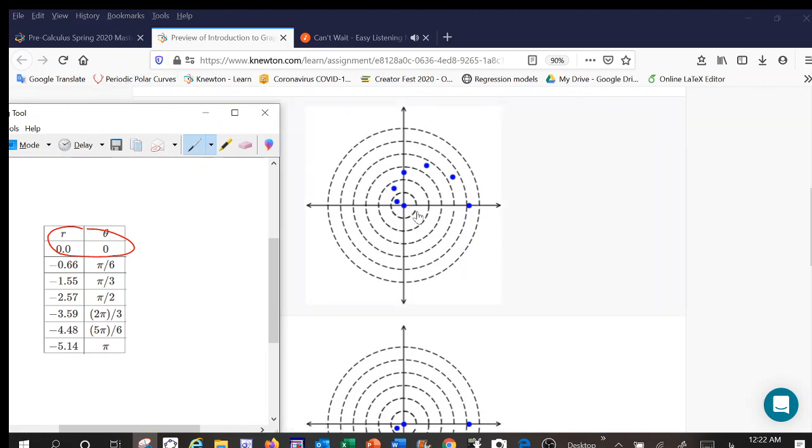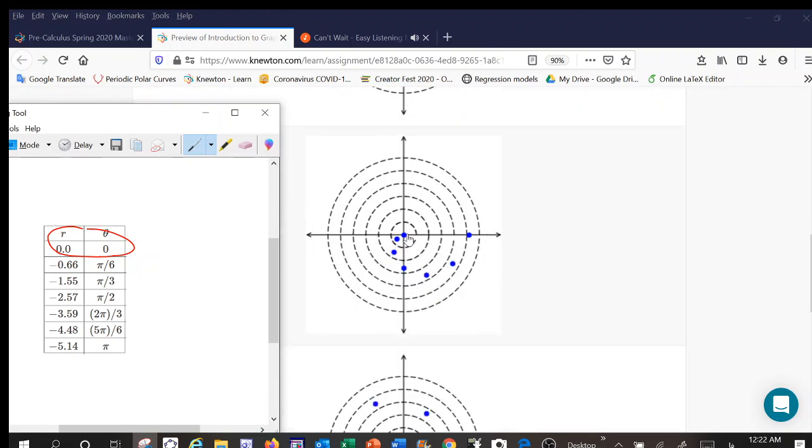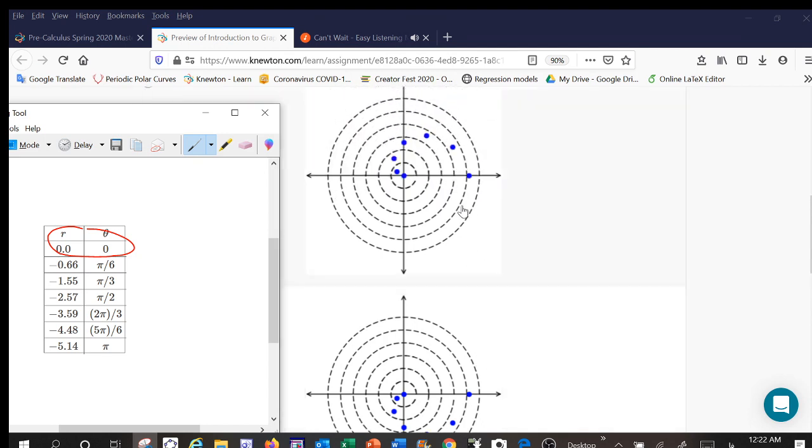At 0, you've got a point way over there. It's not at 0. What about this one? Well, we got a point right there. Well, it could be there is a point at 0 as well, but we don't know which one it is. So let's look at another point. Pi over 6 has to be negative 0.66. At pi over 6, we have to be at negative 0.66.